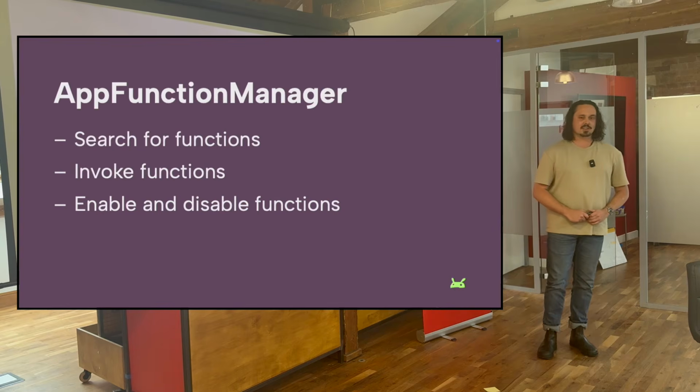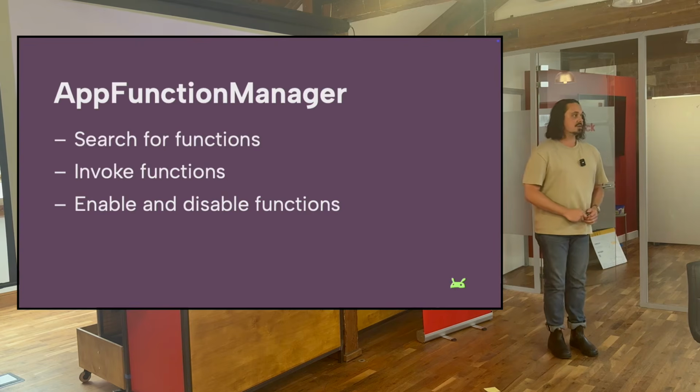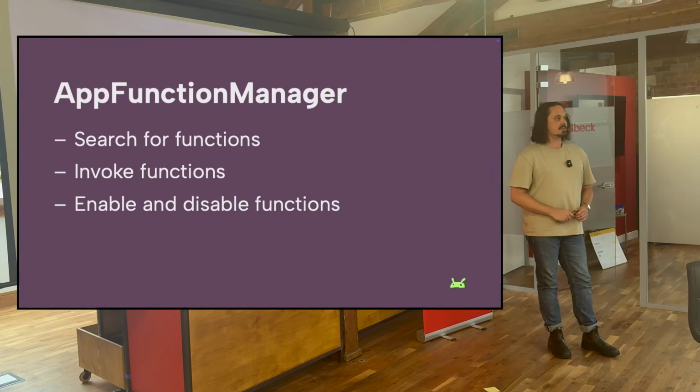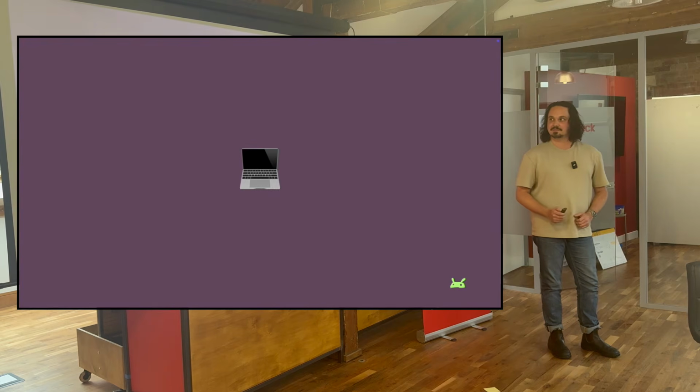And there's really only three things you can do with this App Functions Manager. You can search for functions, which is pretty generic. You pass in some search constraints and it'll give you a list of all the functions that might exist. You can invoke functions, conveniently, and you can enable and disable them. But critically, that last one, you can only do from your own app, so someone can't go along and turn your function off, which is nice.